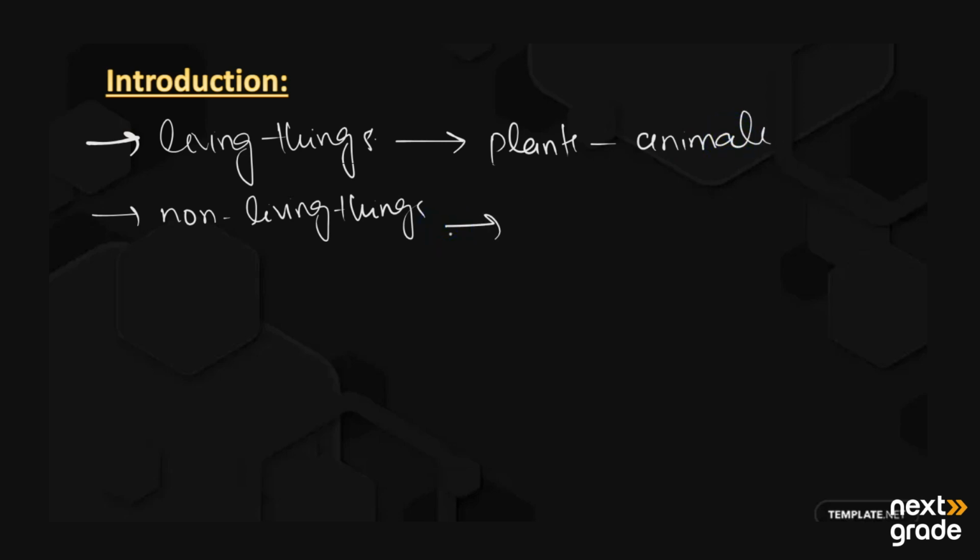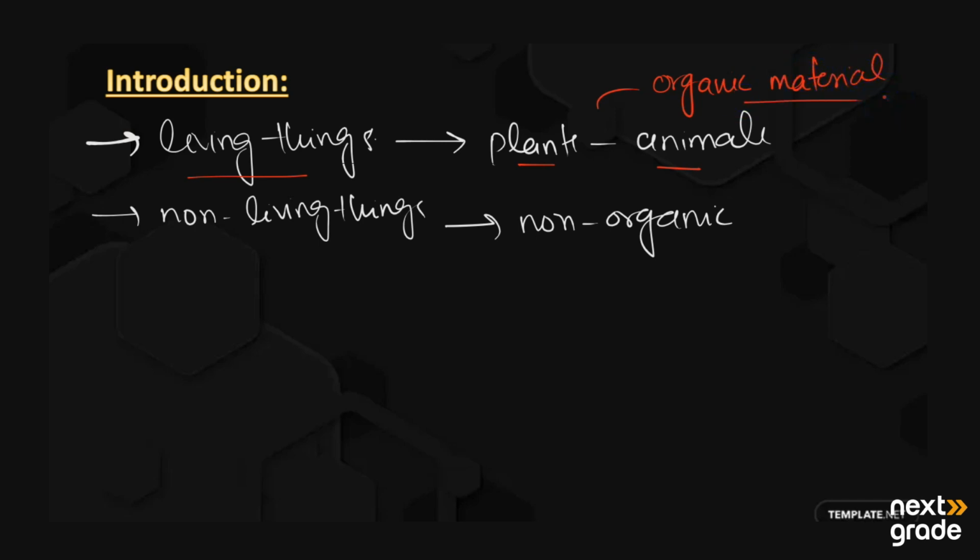And the material that comes from non-living things is non-organic. On the other hand, the material we obtain from living things, such as plants and animals, is known as organic material, or organic compounds. And the study of the compounds we gain from living things is known as organic chemistry.